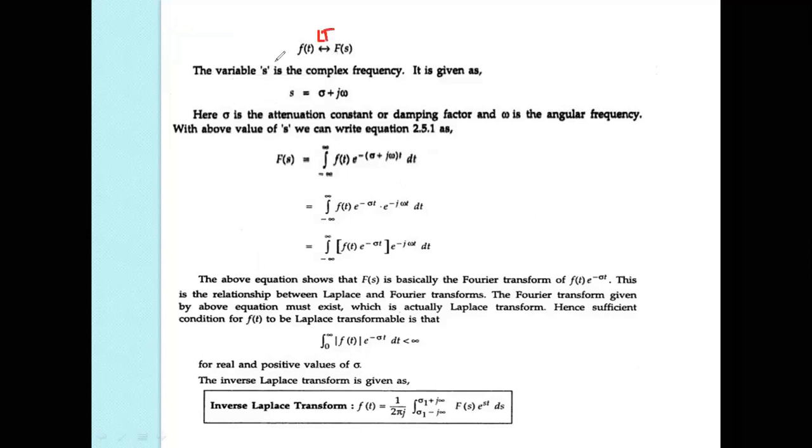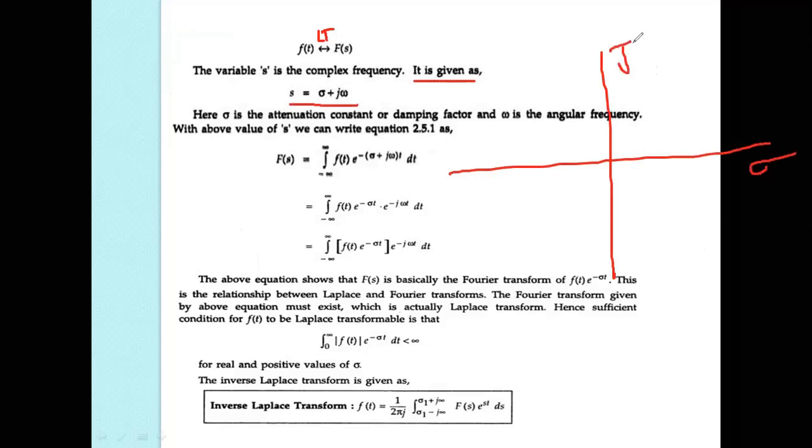The variable s is a complex frequency. F of s, f of omega, f of k, all are frequencies only. But here s is a complex frequency and it is given as s is equal to sigma plus j omega. What is sigma here? Sigma is the real axis. J omega is the imaginary axis. This is the S-plane, having 4 quadrants.